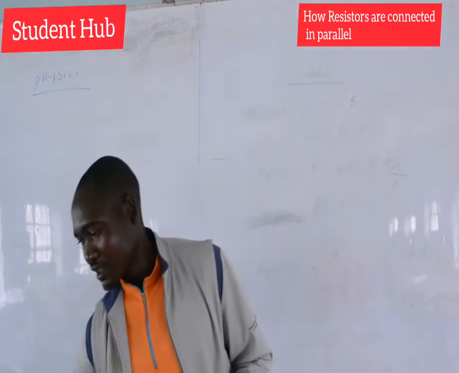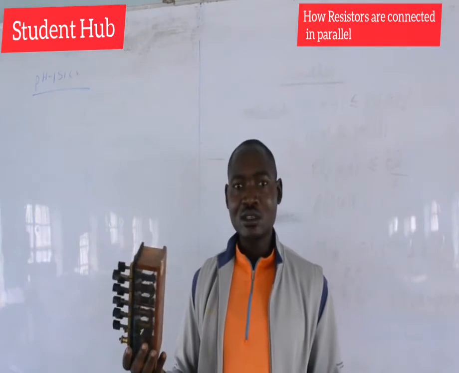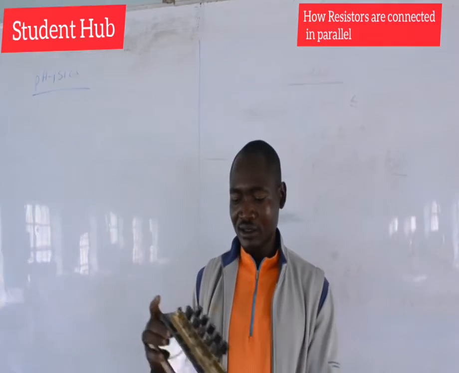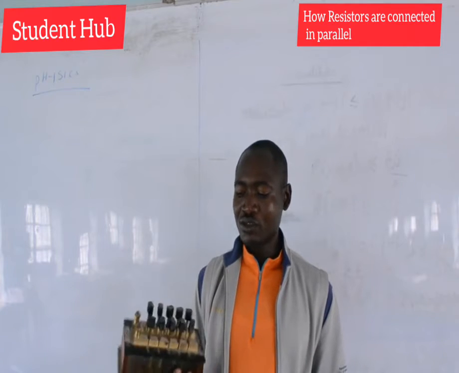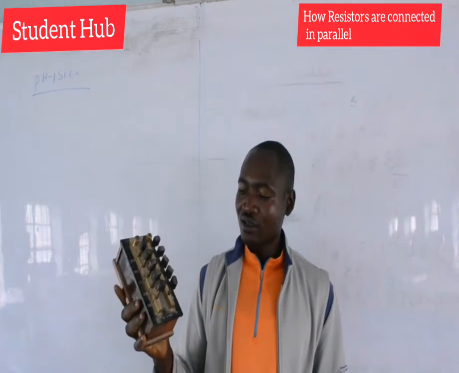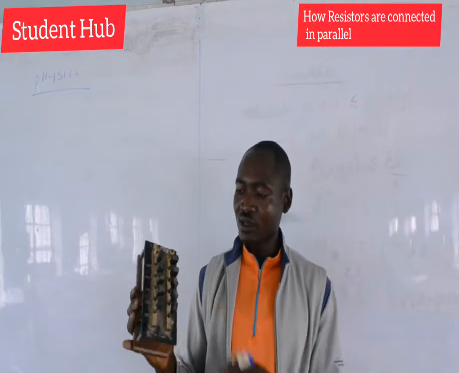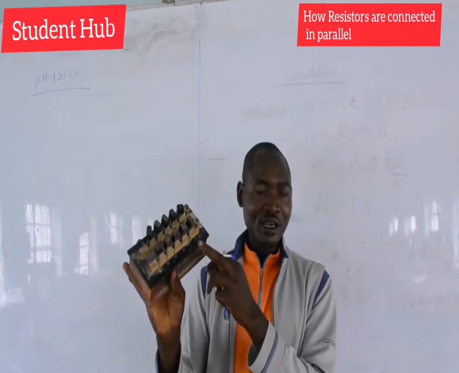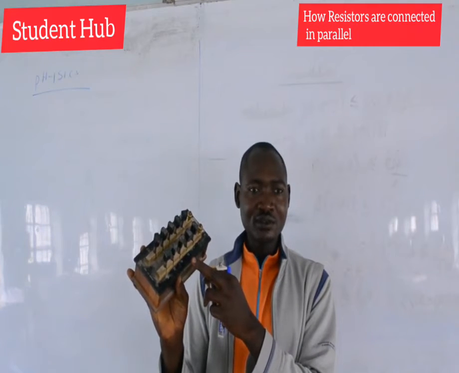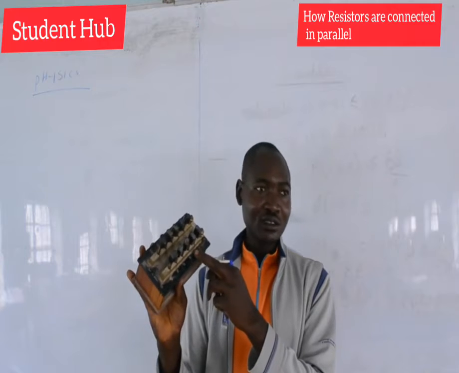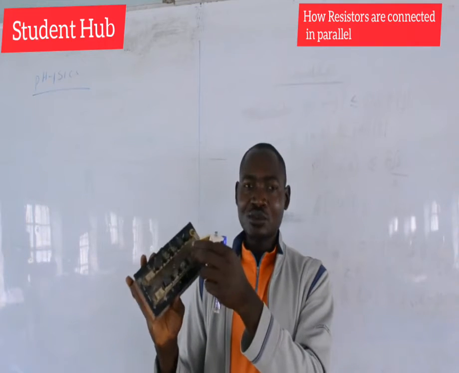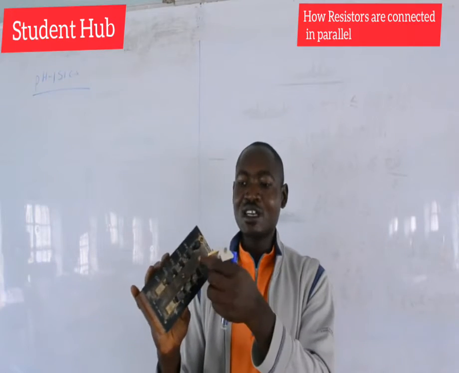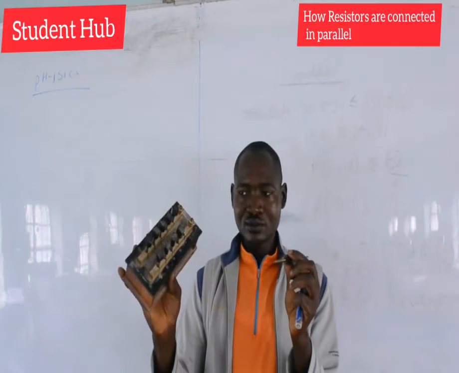And this is another form of resistor, and this one is called a resistance box, which has different values of resistors. We have 1, we have 2, we have 3, we have 4. So when you combine 1 and 2, it gives you 3. 2 and 2 will give you 4. So if you want to add a 1 ohm resistor, that means you are going to move the key of this.